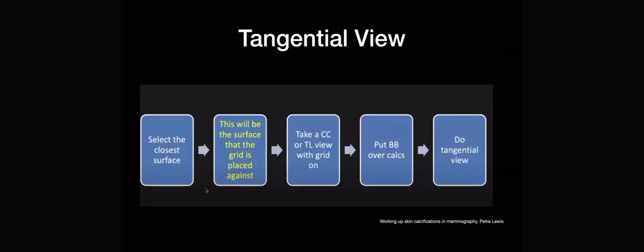Okay, how do we do a tangential view? We have the CC and the MLO, we select the closest surface to the calcification, and then we place a grid. If you have done preoperative localization, you will be familiar with the grid. We call it the alphanumeric grid. Then we take an image with the grid and we put a BB marker on the calcs, and then we do the tangential view.